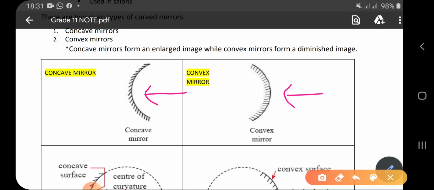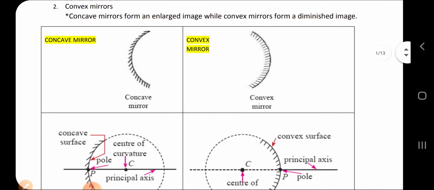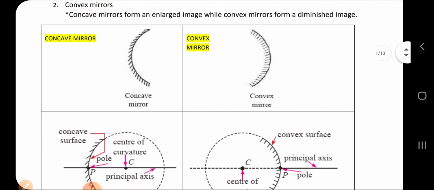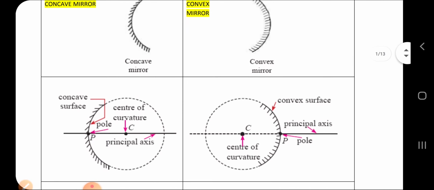reflecting part. As you can see with this arrow, the side shown by the arrow represents the reflecting side, while in this convex mirror, this part is the reflecting side. So always if the concave part is the reflecting part, we call it the concave mirror, and if the convex part is the reflecting side, we call that a convex mirror, right?